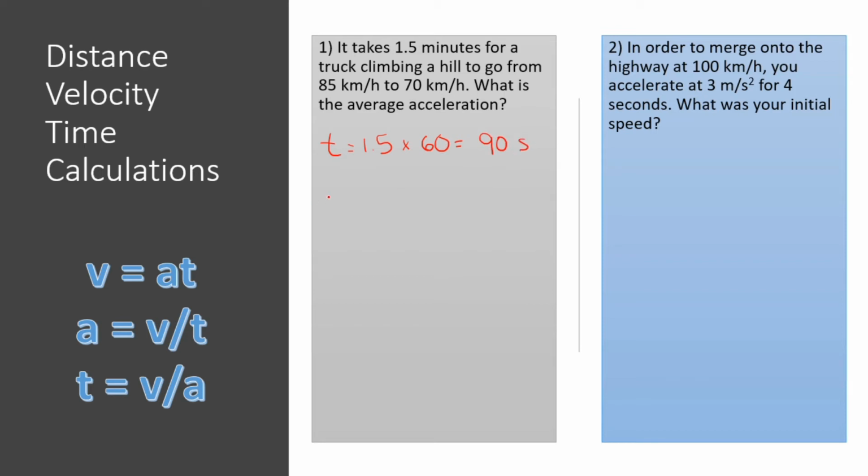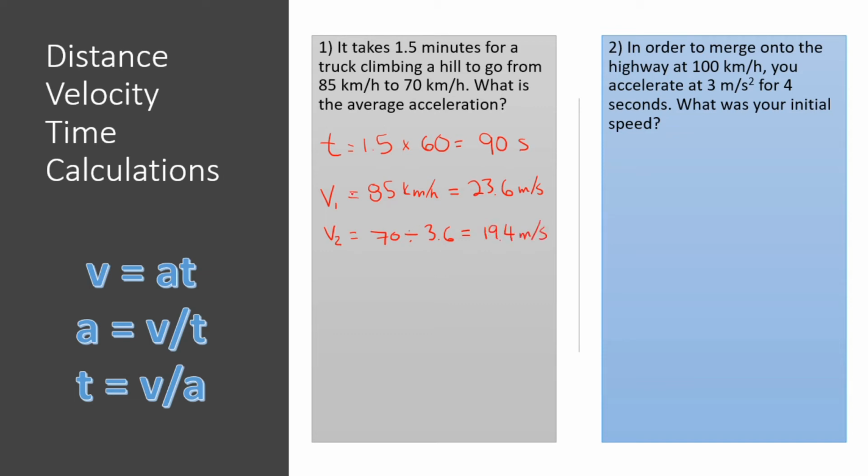Okay. I have an initial velocity and I have a final velocity, v1 and v2, vi, vf, whatever you want to call them. Originally, I'm going 85 kilometers per hour. And if I divide that by 3.6, I'm going to get 23.6 meters per second. And 70 kilometers an hour, I'm going to do the same thing, divide it by 3.6, and that is going to give me 19.4 meters per second.